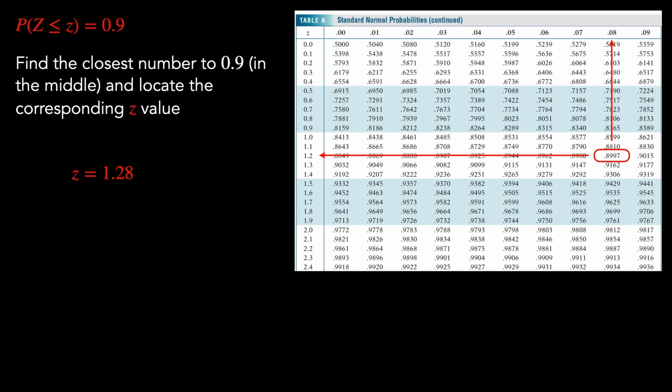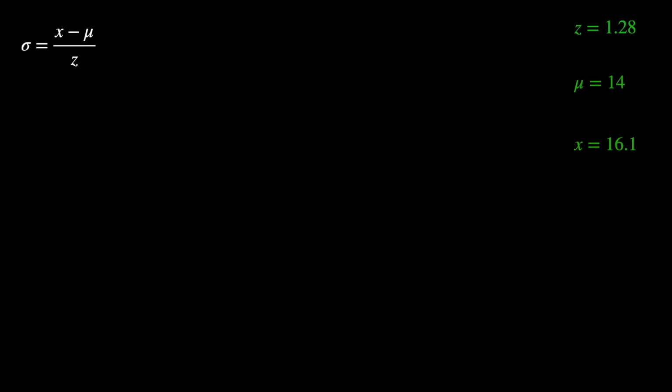Okay, let's go back to our formula. So now we know every piece in this formula. So we have that sigma equals x minus mu over z, which is 16.1 minus 14 over 1.28. And we get our final answer that sigma is 1.64.